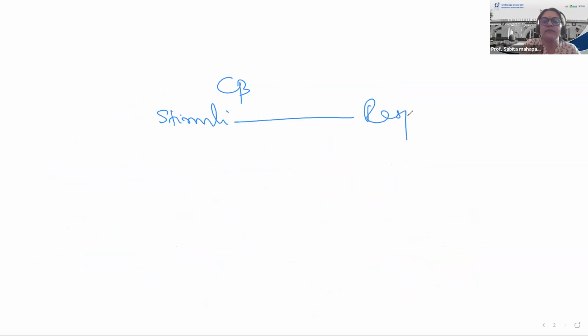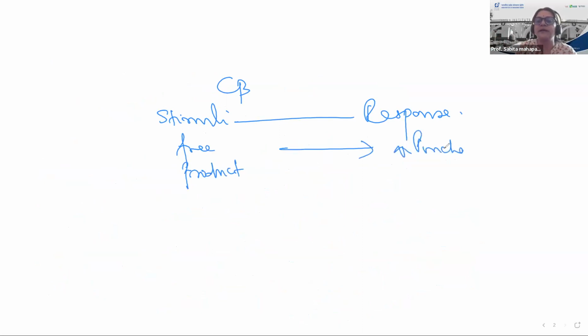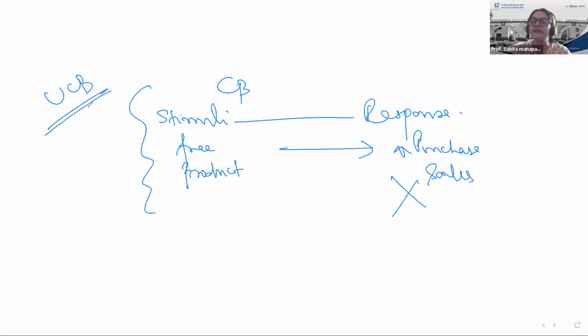What would be the response? So let us say your stimuli is you are giving lot of free products. What would be the response? There will be increase in purchase because products are given free. With one product, 5 products free. As a marketer, you think this would increase the purchase, it would increase the sales. Not necessarily. Because such type of understanding of consumer behavior does not take into consideration the holistic perspective.